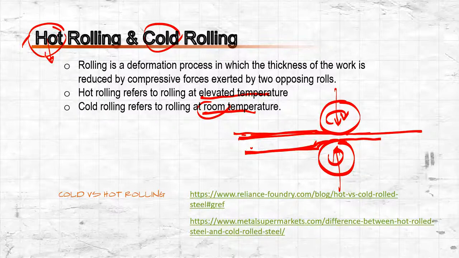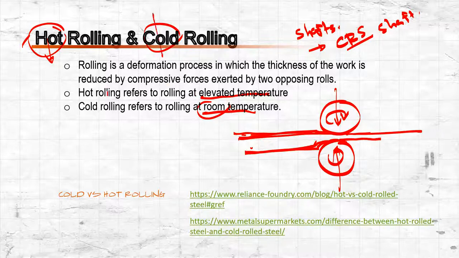Now there's going to be a difference between the hot and cold rolling process, simply because there is a temperature difference, and whenever there's a temperature difference, there's going to be an effect on the microstructure of the material. You would notice this in some shafts, even listed in our files, for example, a CRS shaft, cold rolled steel shaft, rather than just the typical hot rolled shaft. This is much stronger than hot rolled, and cold rolling is actually a secondary process after hot rolling. Hot rolling comes first, and then if necessary the material is cold rolled.